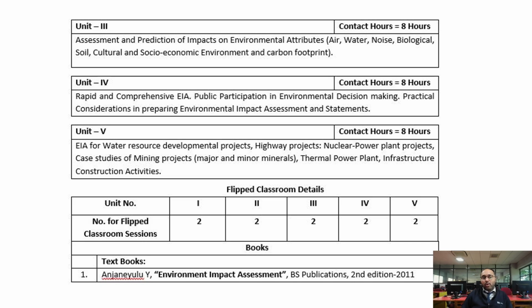And also the fourth unit talks in detail about public participation and the decisions that are made, and also the case studies which highlight how the EIA report is prepared. And the last unit is entirely on EIA based projects for water resources and developmental activities like infrastructure work, etc. So usually we have case studies related to water resource developmental projects, highway projects, mining, power plant, infrastructure, etc.